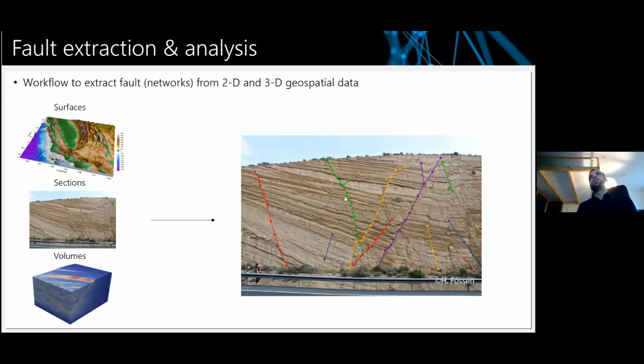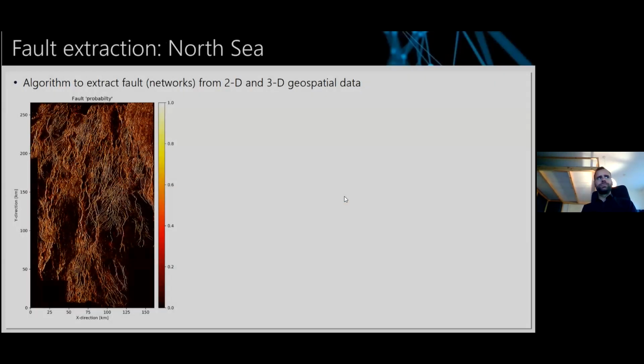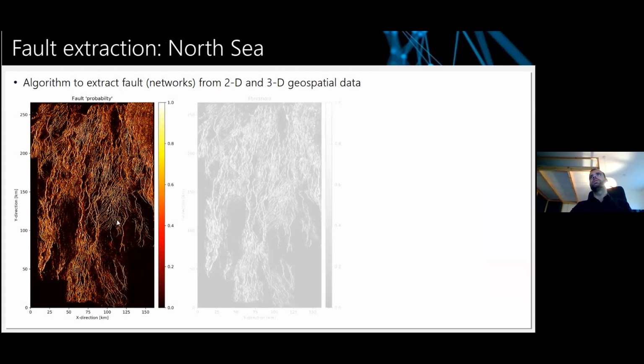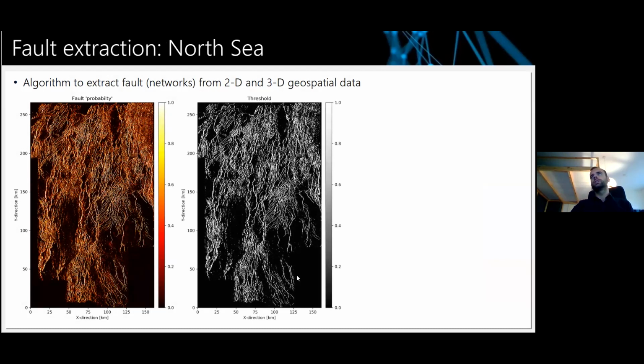So if we do this in our example, we have to go through a few processing steps. We have our fault probability map at a horizon extracted. We can nicely see the faults. Then we pick up the areas where we have the faults using a threshold, which splits the data set into ones and zeros again.